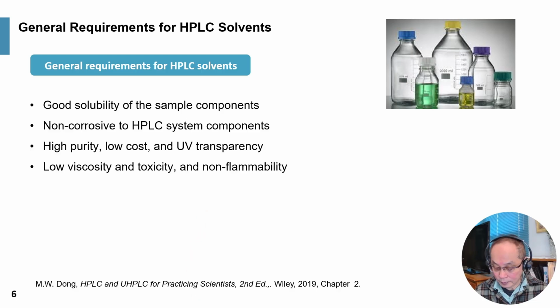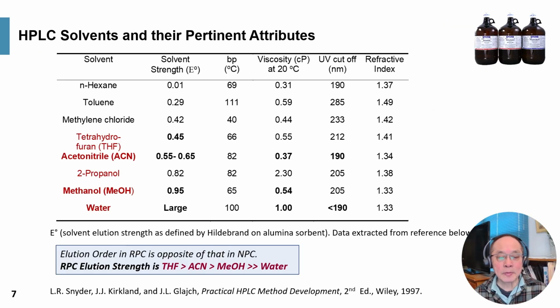Here's a table on common HPLC solvents and their pertinent attributes. Okay, here's the list of solvents. A solvent strength called the Hildebrand index, which is defined under normal phase conditions. So for reverse phase, it is the opposite of the Hildebrand index, meaning that a large number, such as water, is a weak solvent under reverse phase.